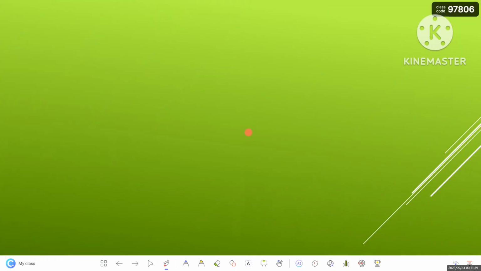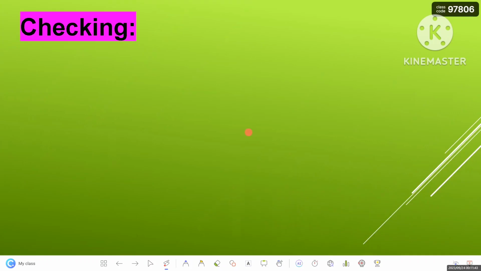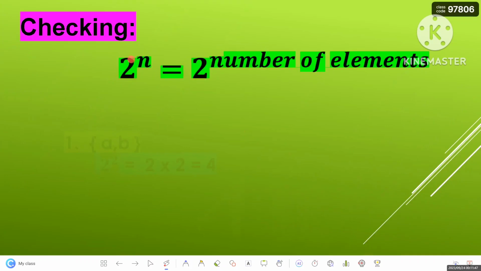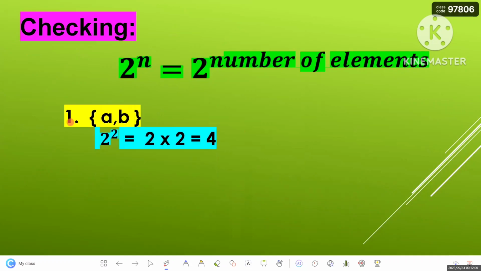So, tingnan nga natin isa-isa. Paano natin malalaman kung tama ang mga subset natin? Let's check. 2 raised to n is equal to the number of subsets. Ibig sabihin daw ng n is the number of elements. Tandaan, ang n is the number of elements. Number 1, we have set A and B.